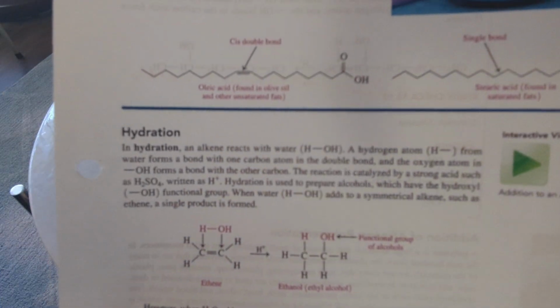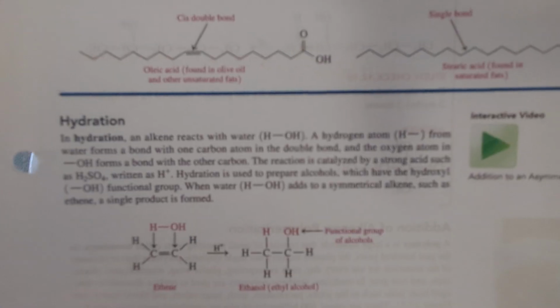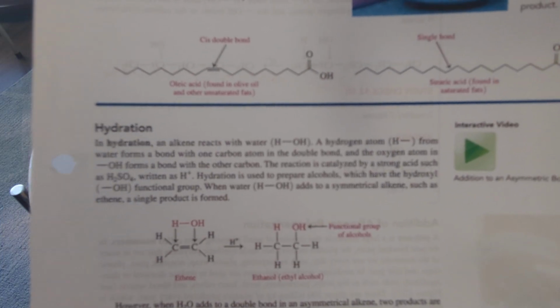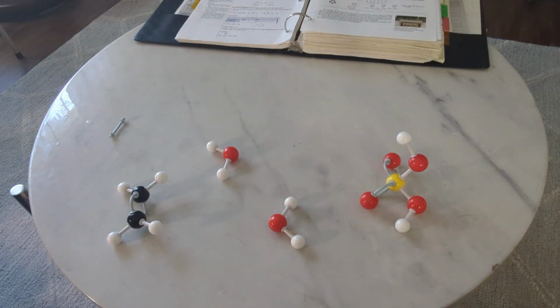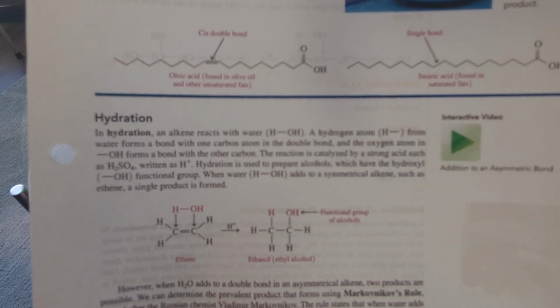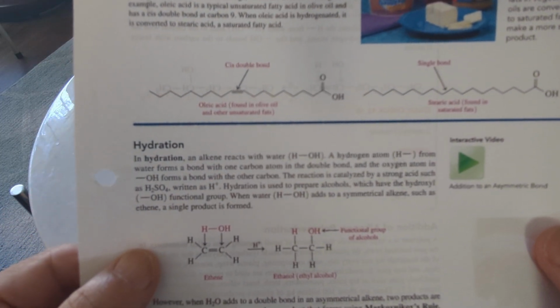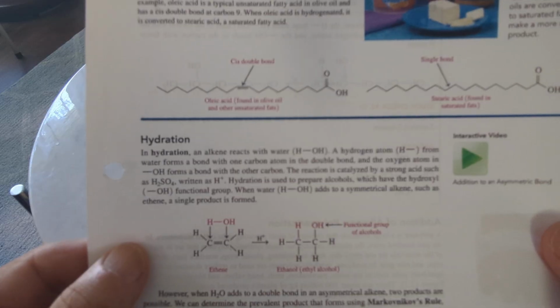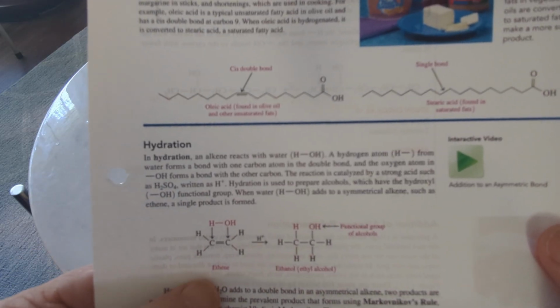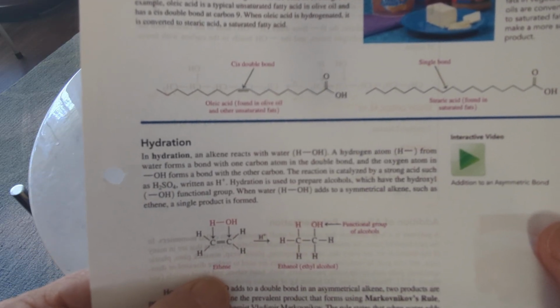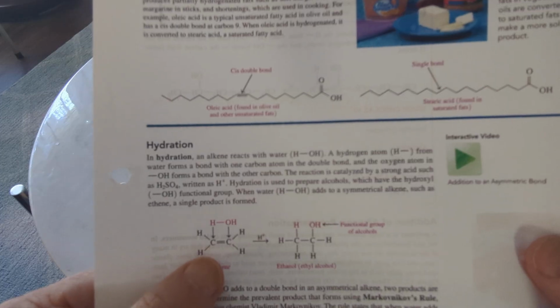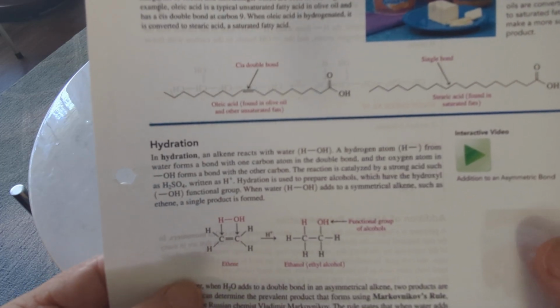Okay, this is a video about hydration of an alkene. I'm going to use molecular models in order to demonstrate this. It's out of the Timberlake book that I've been working with, on chemistry, organic, and biochemistry. And the example is going to be hydration of ethene. Okay, it's got a single double bond.